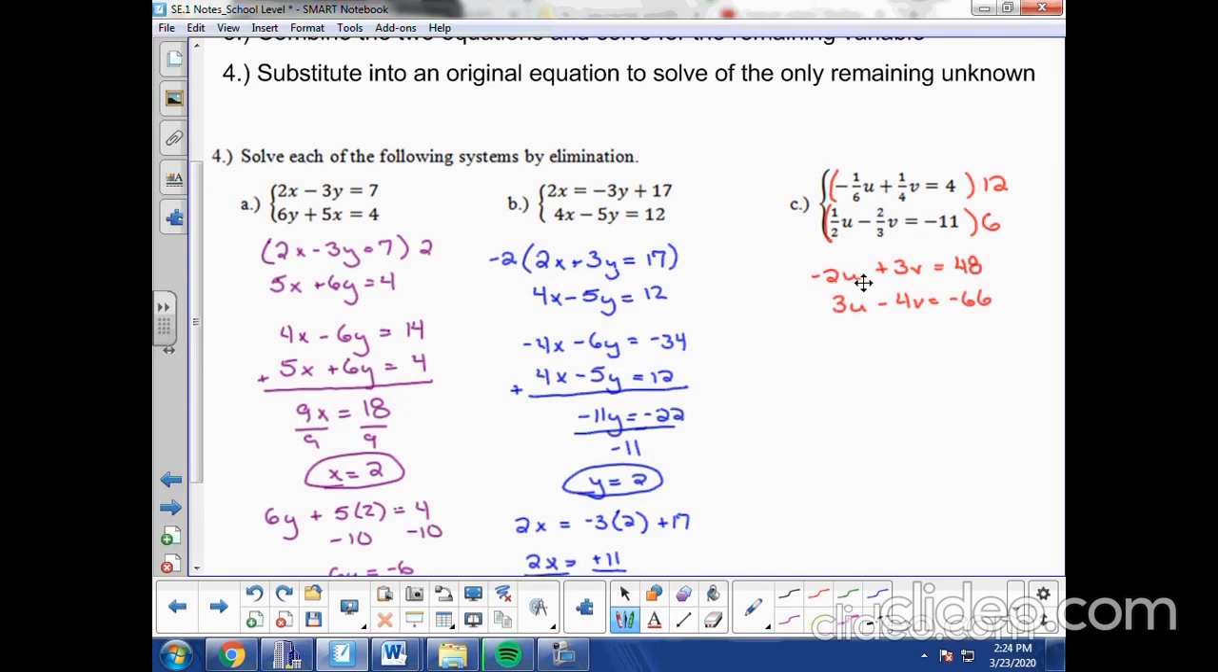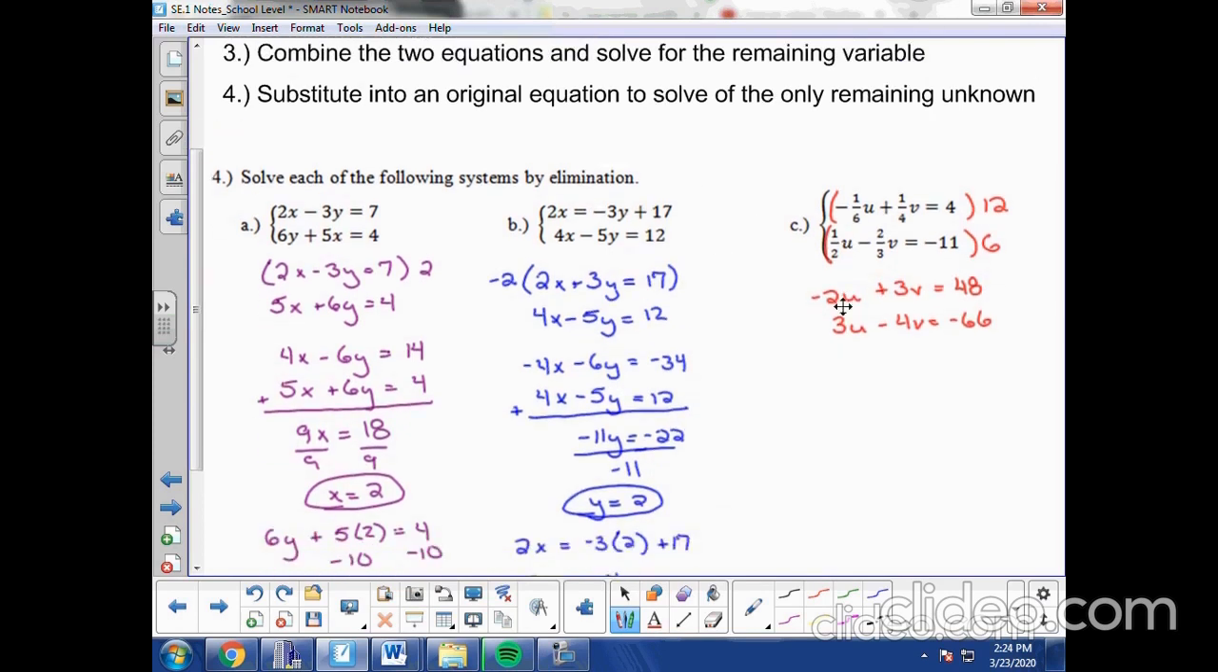Now I need to do the elimination method, because if I were to try to add now, I'd still end up with two variables, and so none of the variables would cancel. If I look at these, there's no quick, easy multiplication to get rid of the coefficients if I just multiply one of the equations. I could use a fraction, but instead, let's multiply both of the two equations.